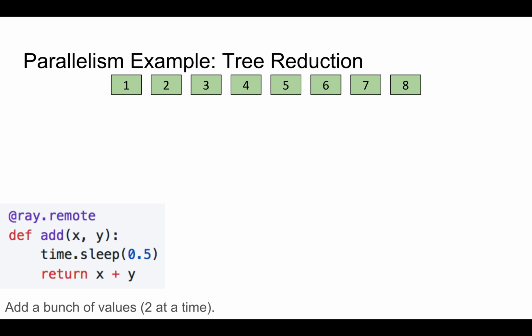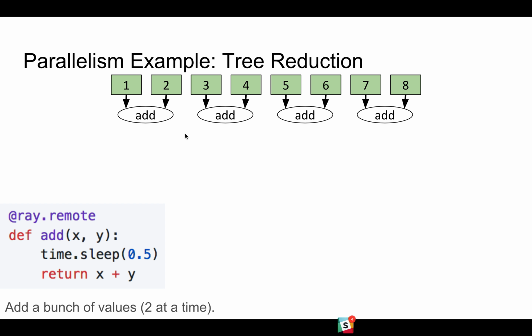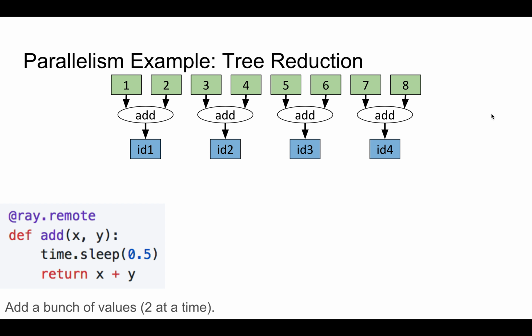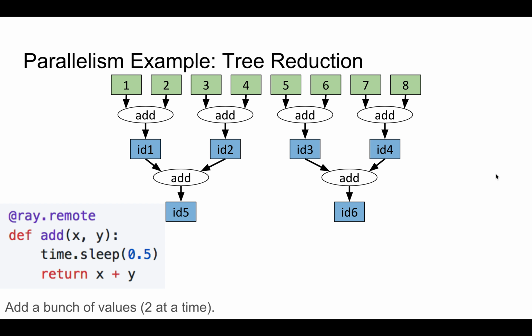Well, we can do what's called a tree reduction. So we can submit 4 tasks in parallel. The first one adds up the first 2, the second adds up the next 2, and so on. Those all produce their outputs. These can all run in parallel because there are no dependencies between these 4 tasks. Then we can submit 2 more tasks, where the first one adds up the outputs of the first two tasks, and the next one adds up the outputs of the next two tasks, and those run in parallel. And lastly, we aggregate the final two results and produce our output.